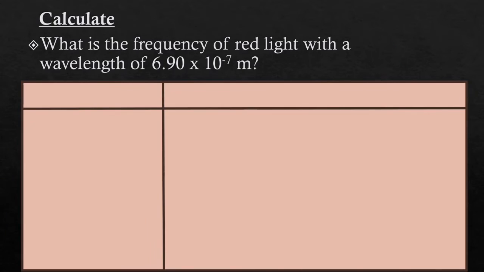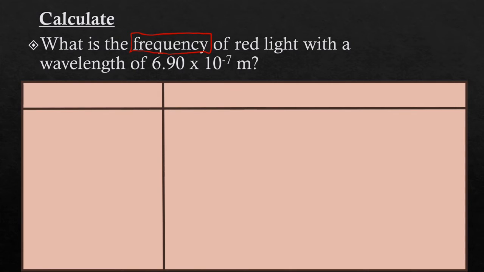Problem solving in chemistry is always going to be the same. Let's read the problem. What is the frequency of red light with a wavelength of 6.90 times 10 to the negative 7 meters? So we are solving for frequency, so I'm going to be boxing that, knowing that we don't have a value for frequency and that we are looking for it.